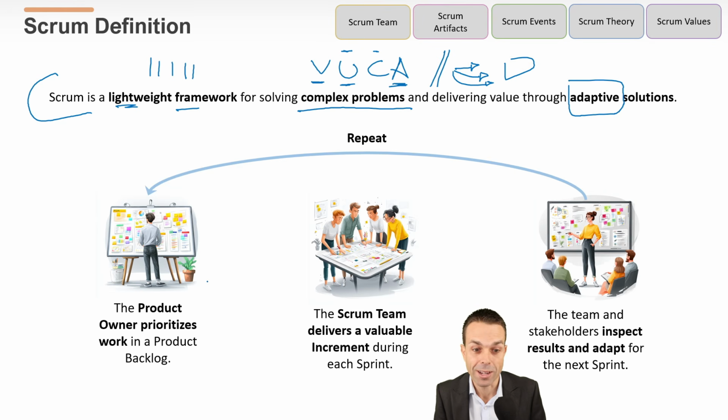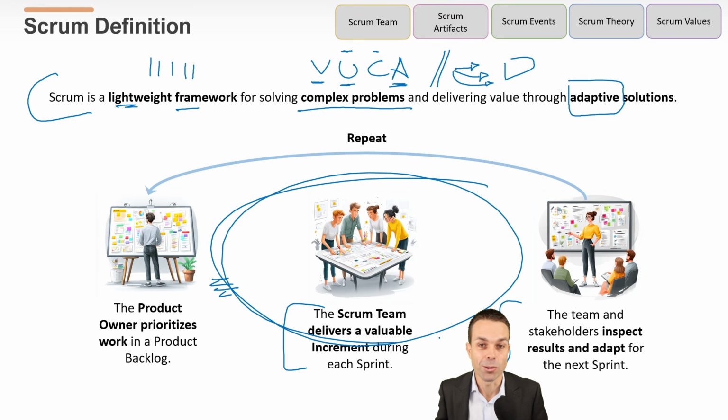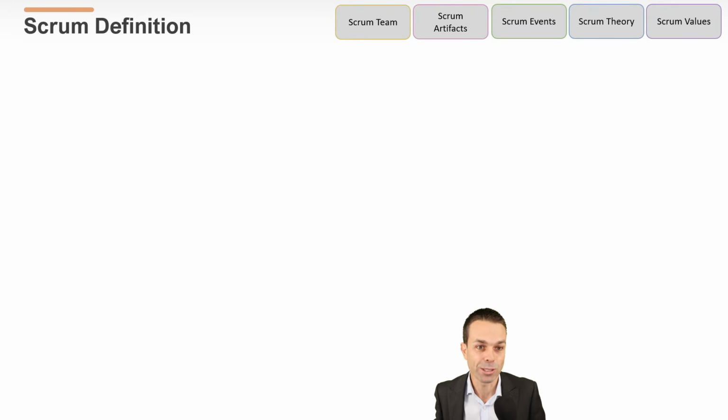The product owner prioritizes that backlog of work, the Scrum team delivers that valuable increment, and then the stakeholders in the team inspect that increment and then they adapt for the next sprint, and we do it over and over again, just like we saw before.